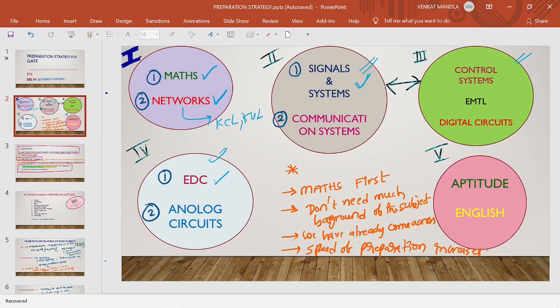Next, coming to the third block. This is my order: 1, 2, 3, 4, 5. In the third block, I haven't put any order for these three subjects: control systems, EMTL, and digital electronics. Why? Because these three subjects are independent, and you can start any subject here. I prefer to start EMTL, the next control systems, and next digital circuits. It is your wish.